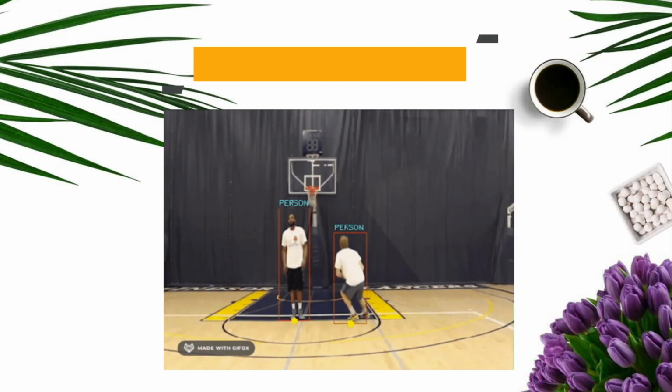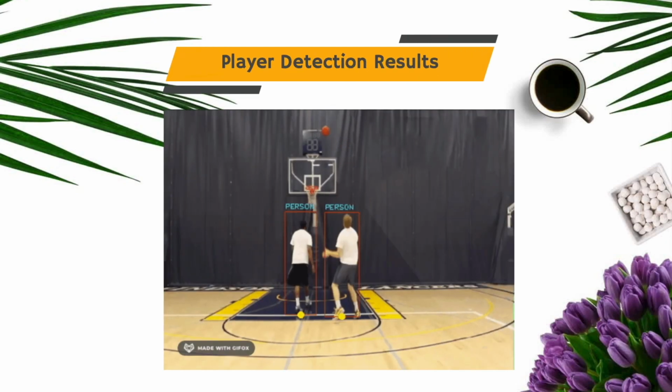So as we can see from the result, we are able to detect a person and label it with an outbounding box along with the object label.